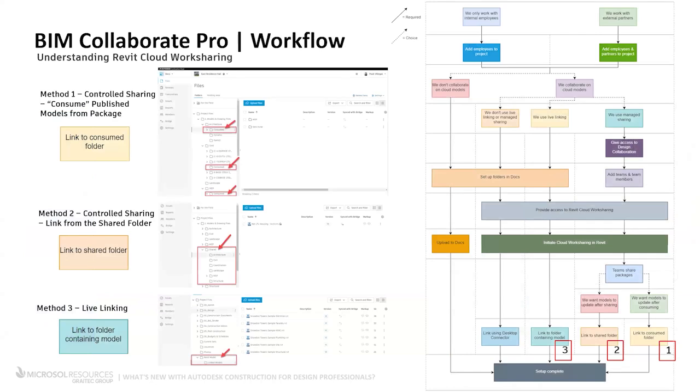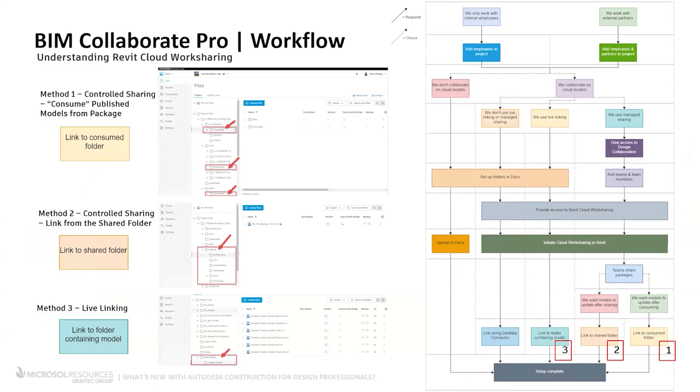Before we dive deeper into how we share the model, though, we need to pause and ask, are we sharing internally, externally, with a consultant? That decision will guide which method we use. There are three main ways to share to the cloud using Revit and BIM Collaborate Pro, and each team might choose differently depending on their workflow, level of trust, and coordination timing.